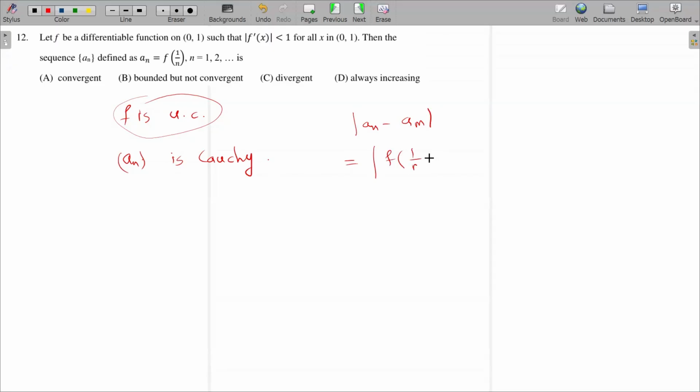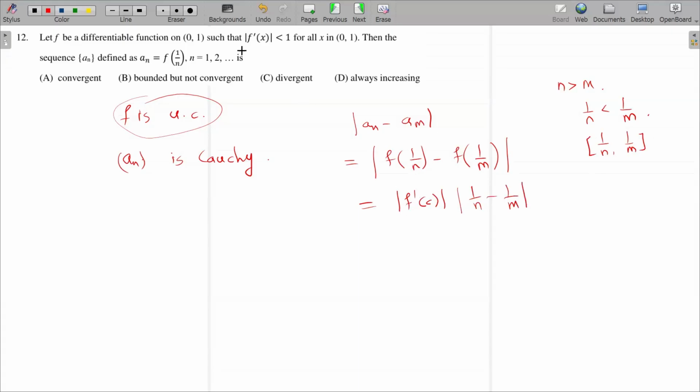So what I can do is, it is f of 1 by n minus f of 1 by m. I assume n is bigger than m for the time being. Then n is bigger than m, so 1 by n is smaller than 1 by m. Over the interval 1 by n to 1 by m, use LMVT. So you get this difference is equal to mod f dash at some number c between these two times mod 1 by n minus 1 by m.